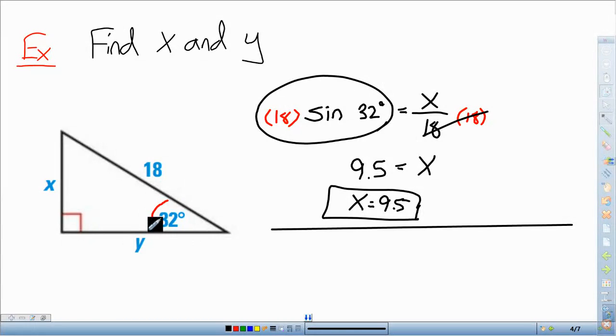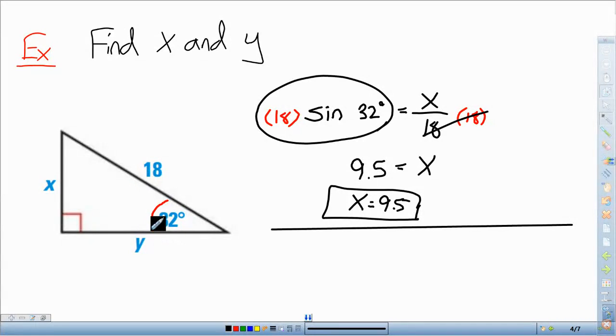Okay, again, I'm going to use this same angle. I'm finding Y, and I also want to use a side length that we know. We know the hypotenuse. We also now know this side length, but I'm going to use the hypotenuse just because we didn't round it, and we'll get a more accurate answer.